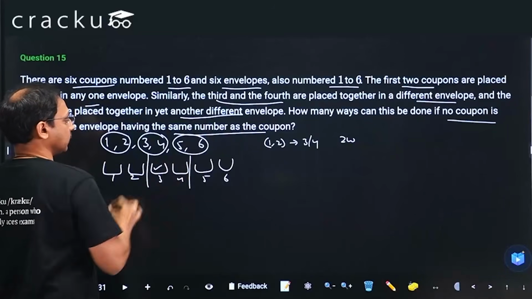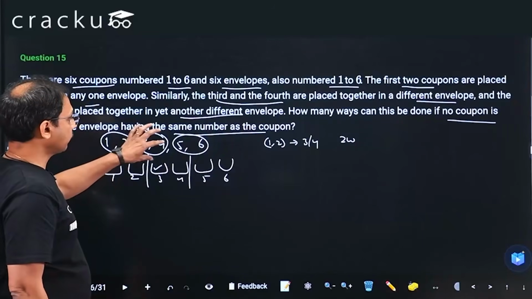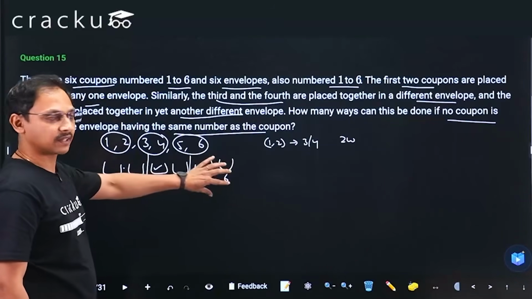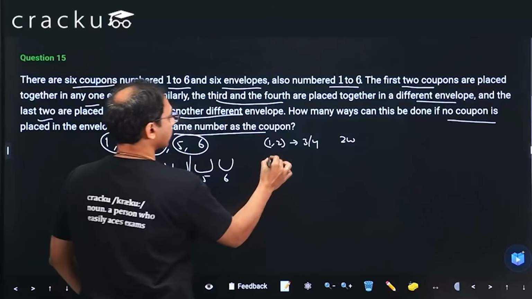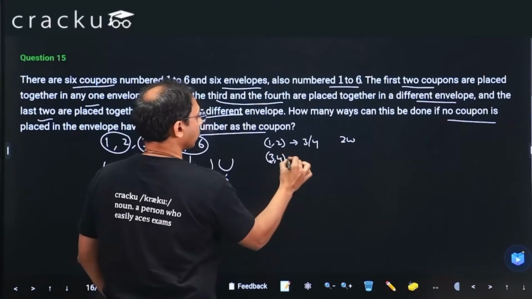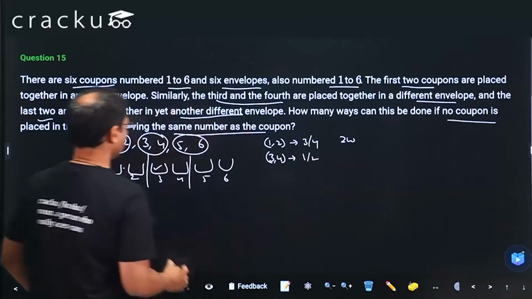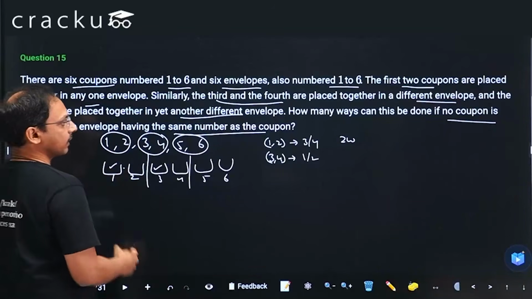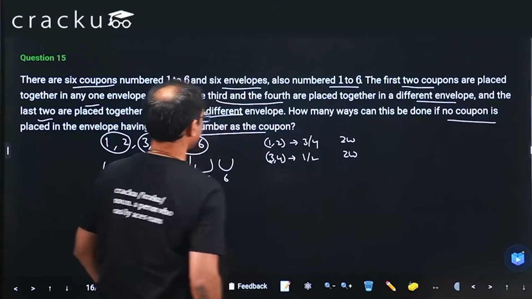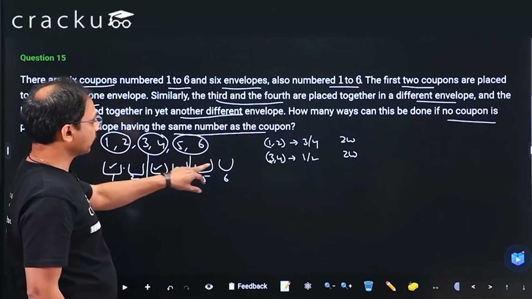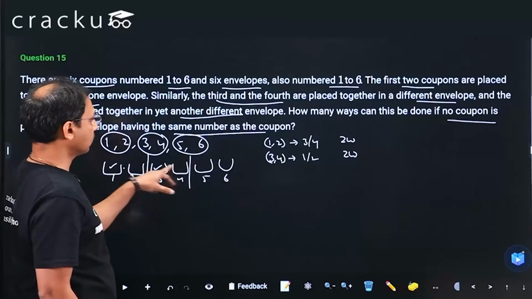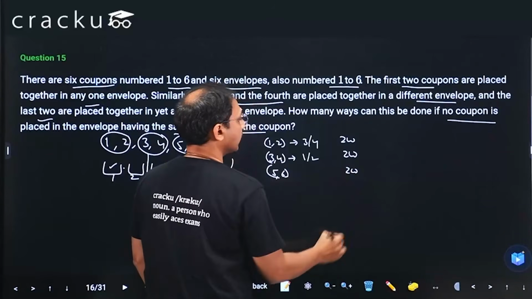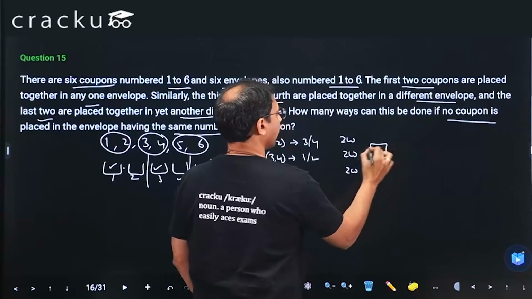Let us say I chose 3. Now for 3 and 4, you can either go to the set of 1 and 2 or the set of 5 and 6. Let's take two cases. Let us say 3 and 4 go to the set of 1 or 2, one of these. So let us say I can select 1 in 2 ways. Now 5 or 6 can't go here or here, they have to go here or here. So I have 2 ways. So in this case, I have 8 possibilities.